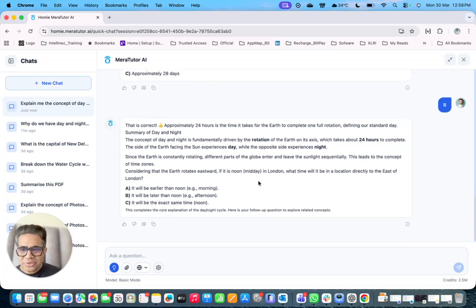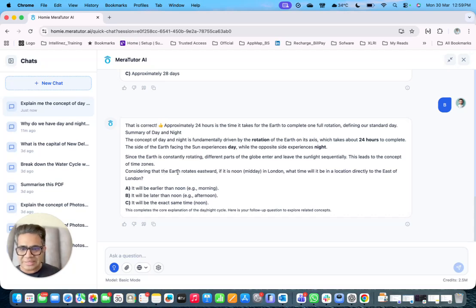What do you think? So here again, there is the question. Since the Earth is constantly rotating, different parts of the globe enter and leave the sunlight sequentially. That leads to the concept of time zones. So now we are introducing the concept of time zones. We never asked for it, but it's related. So we are asking it to the student. Amazing way to learn. I'm excited.